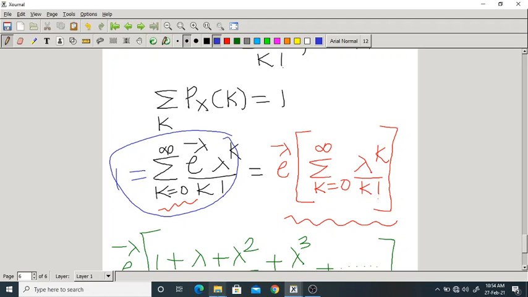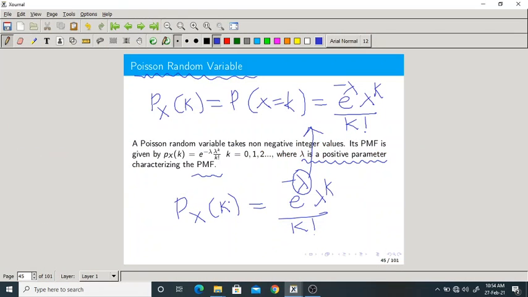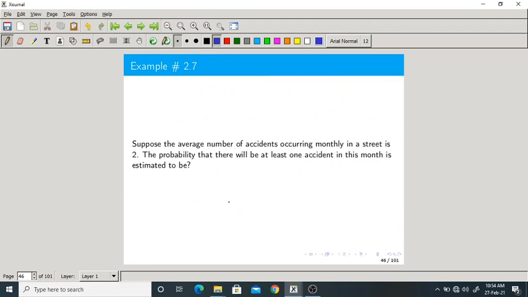So we'll solve some problems on this random variable. I have proved that sum of all its PMFs is equal to 1. Okay, right. So let us go to the problem here.